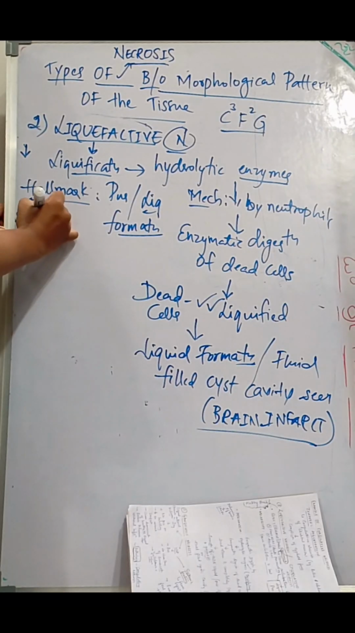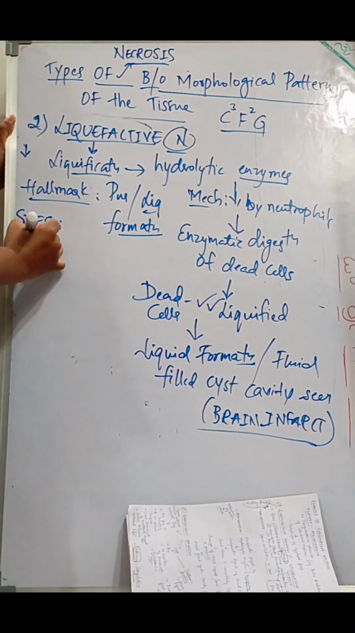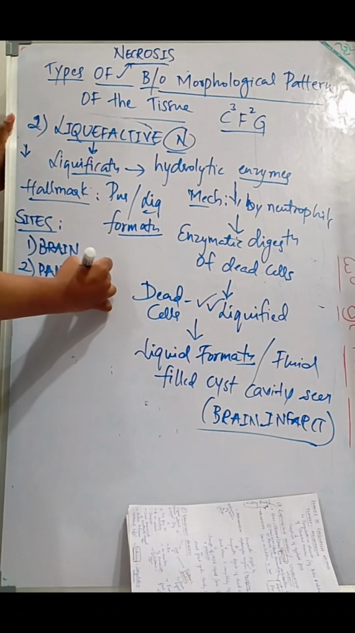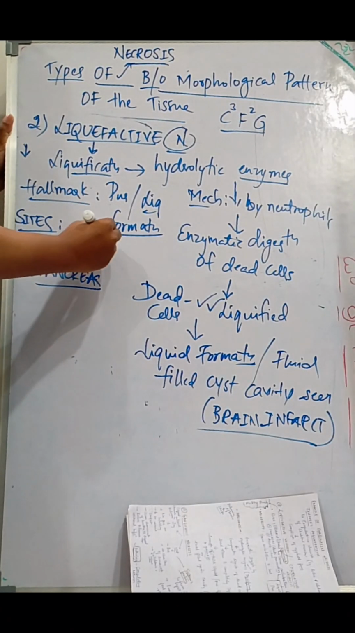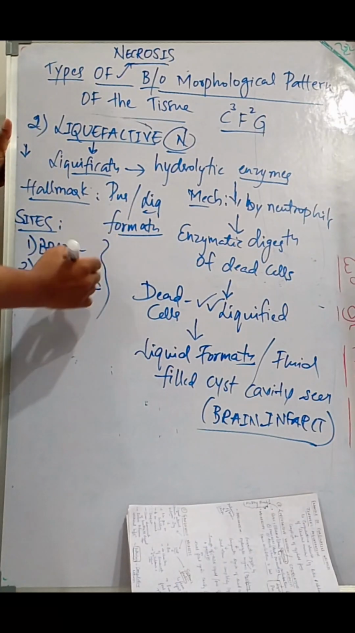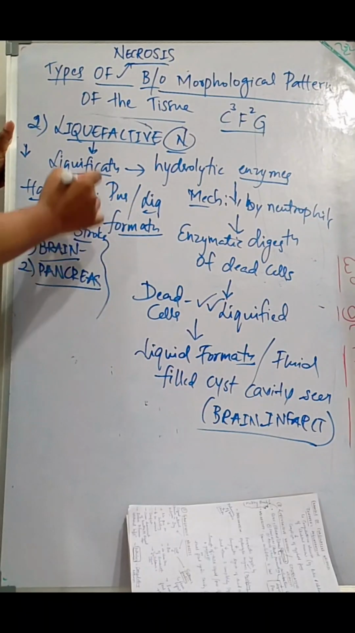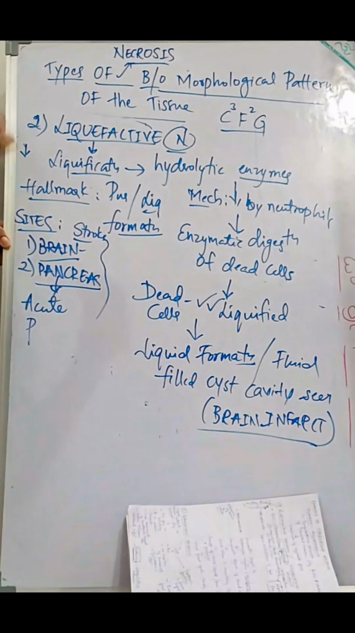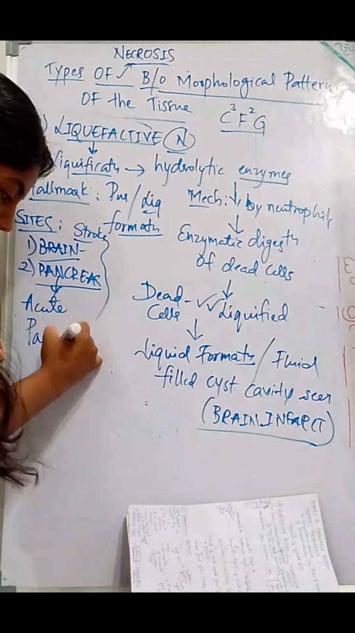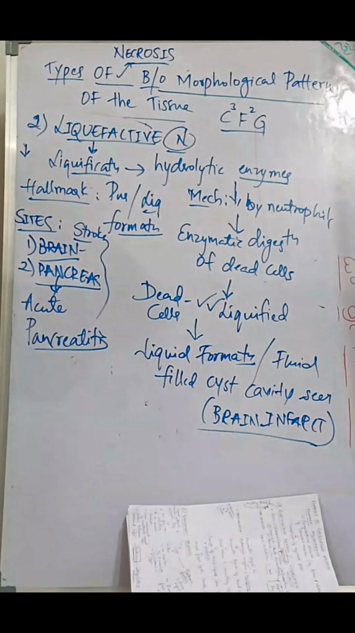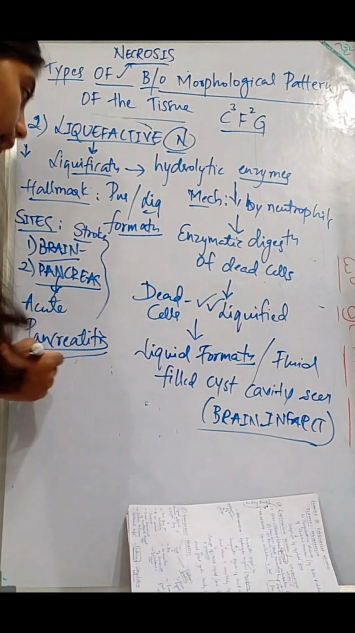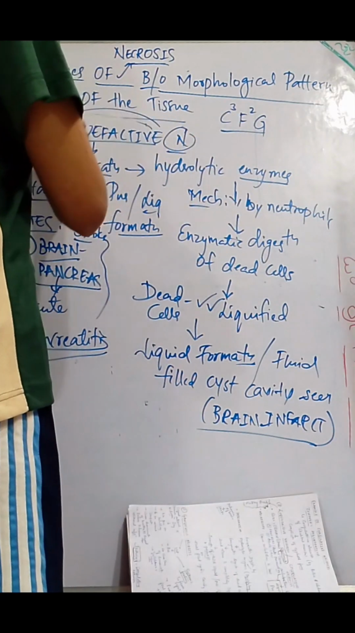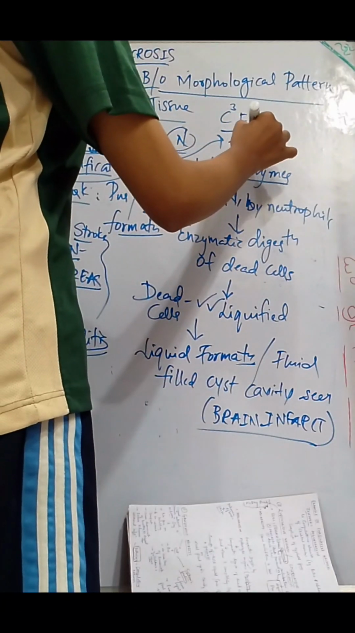And the site of this type of necrosis, this is exceptional, that is the brain and pancreas. Both these organs are solid organs, and that's why this is the exceptional case. In the brain, if there is a stroke, we see liquefactive necrosis. And in the pancreas, whenever there is acute pancreatitis, we see liquefactive necrosis. When we talk about the microscopy, here due to liquefaction, the tissue architecture is completely disrupted.